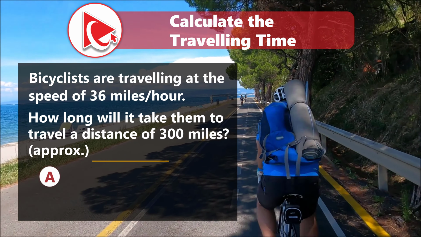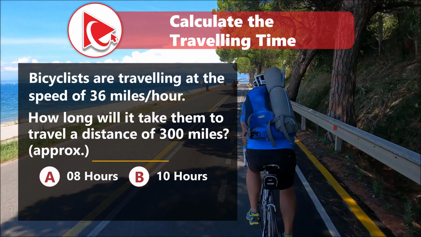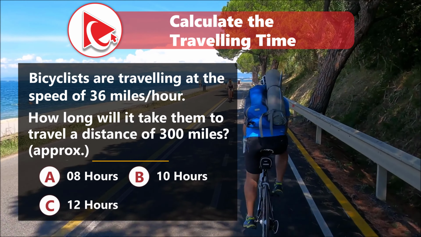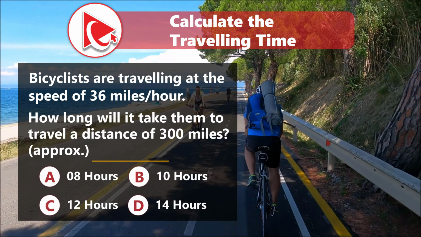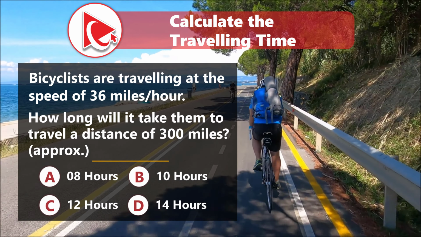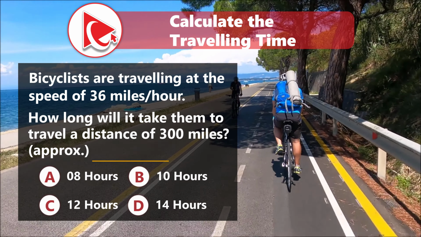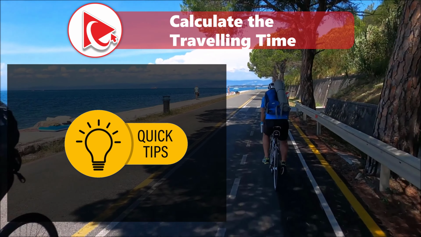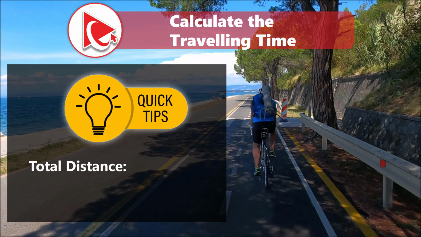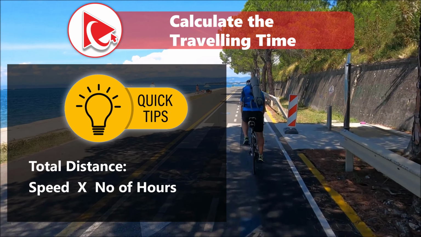Choice A, 8 hours. Choice B, 10 hours. Choice C, 12 hours. And choice D, 14 hours. Take a close look to see if you know the answer. Let me give you a quick hint to help you. Total distance is calculated as speed multiplied by the number of hours.